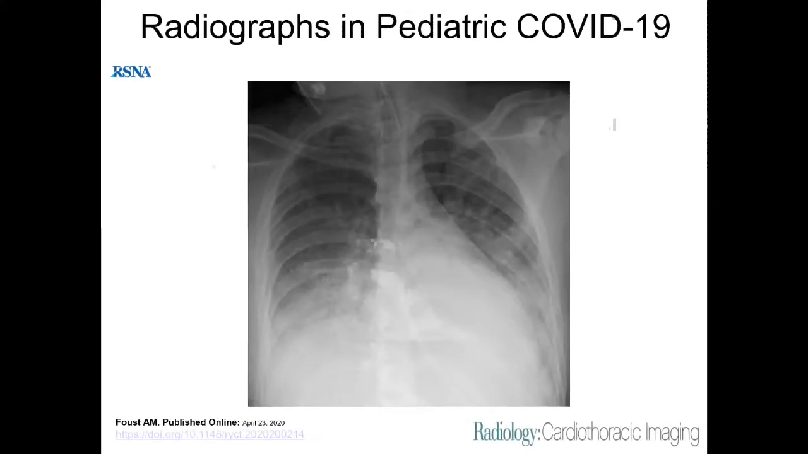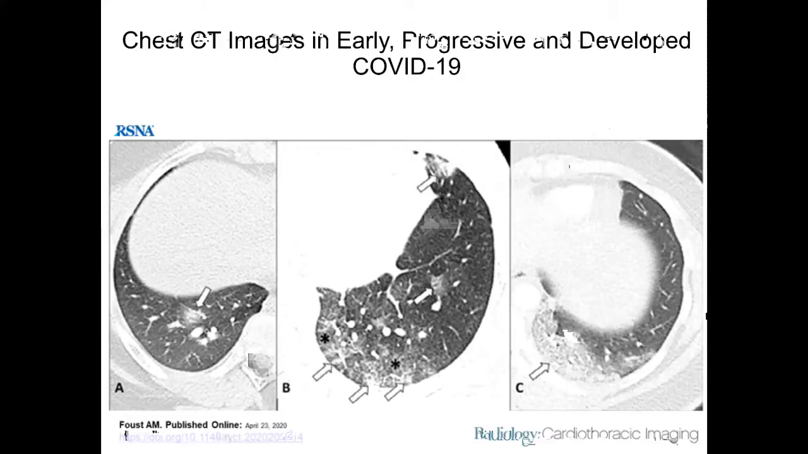So this is a radiograph showing some of the typical findings that you see, the kind of ground glass appearance in the lungs. And then these are CT images, which are not always necessarily needed, but you can certainly see more detail with these. And so in these, you see the early disease on the left, more progressive disease in the middle with the ground glass appearance, and then very developed disease with consolidation in panel C.